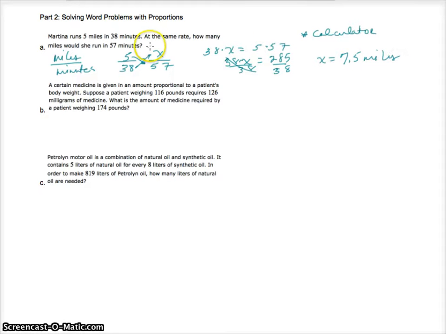So just set your proportion up based on what they give you in the problem. Let's look at another one. A certain medicine is given in an amount proportional to a patient's body weight. Suppose a patient weighing 116 pounds requires 126 milligrams of medicine. What is the amount required by a patient weighing 174 pounds? Well, the first thing is that we have pounds over milligrams. My first part of the proportion is going to be 116 pounds to 126 milligrams.